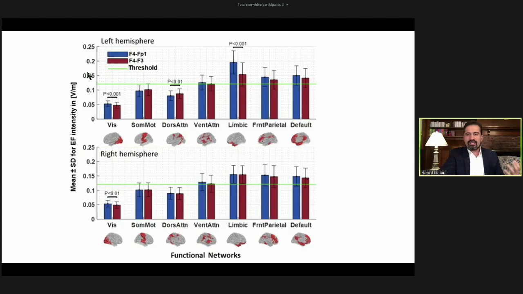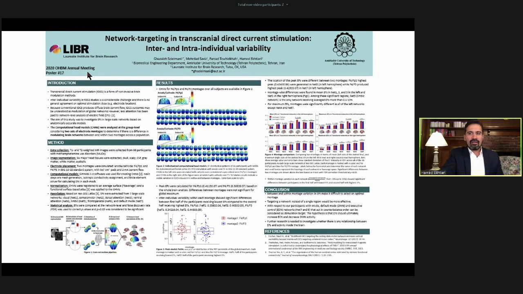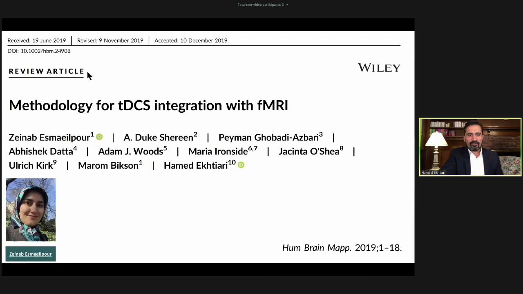Those who are interested, Ghazale is going to present her results in one of the poster sessions, poster number 17, so you can go and see the details that she is going to provide.